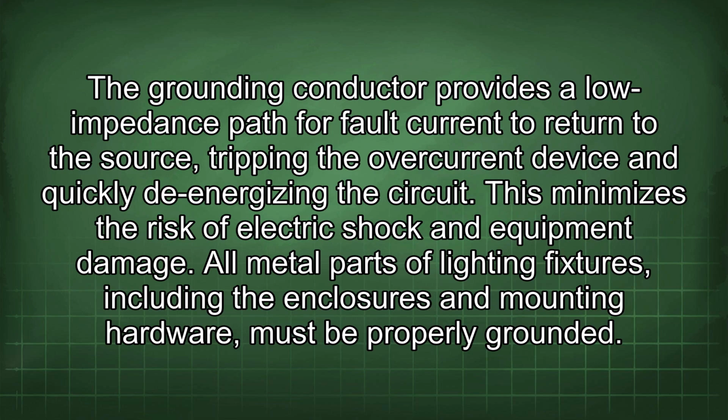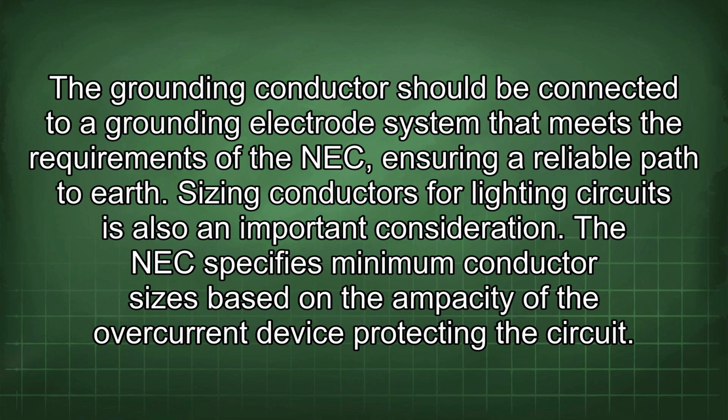All metal parts of lighting fixtures, including the enclosures and mounting hardware, must be properly grounded. The grounding conductor should be connected to a grounding electrode system that meets the requirements of the NEC, ensuring a reliable path to earth. Sizing conductors for lighting circuits is also an important consideration.